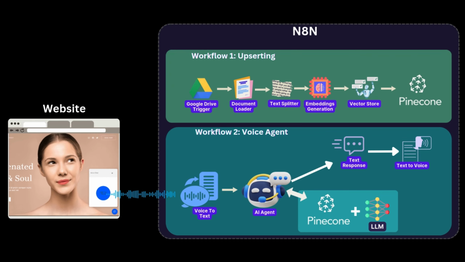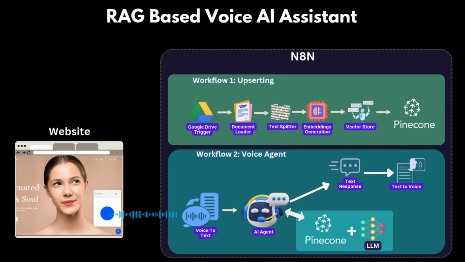Next, we will build another workflow for voice query handling. This workflow will receive the voice queries from the website. It will transcribe the user's voice into text. Then our AI agent will process the query using the vector database to generate a relevant response to the user. And finally, we'll convert that response back to audio and return it to the website. And finally, we'll have our WordPress plugin integration. We will build a chat icon and a pop-up where users will be able to interact with this voice assistant.